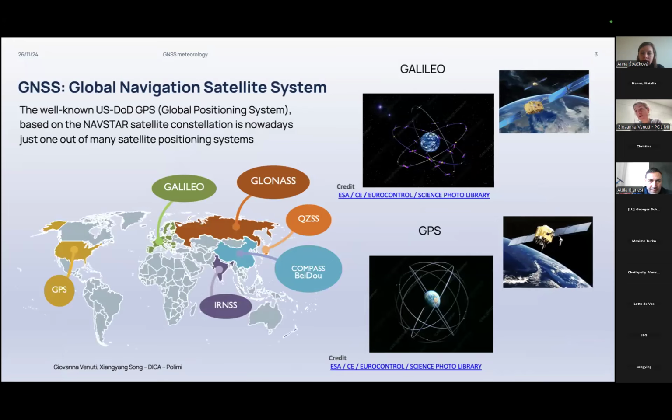Maybe you are more familiar with the global positioning system, which is the United States system for positioning and navigation. GNSS is the acronym that includes all the different satellite systems nowadays available in the world. So not only that from the United States, but for instance, the European one, the Russian, the Japanese, the Chinese one, and the Indian one. What is this system and how can it be used for meteorological purposes? This is the topic.